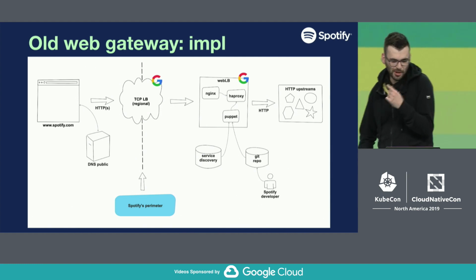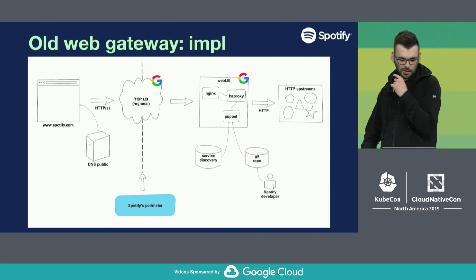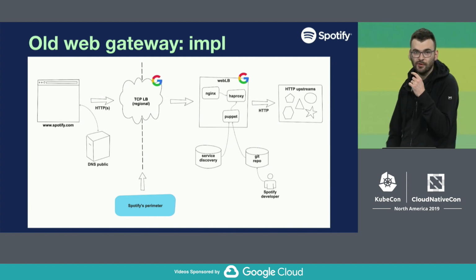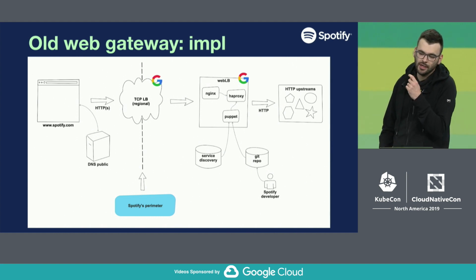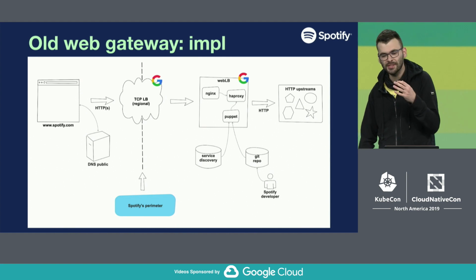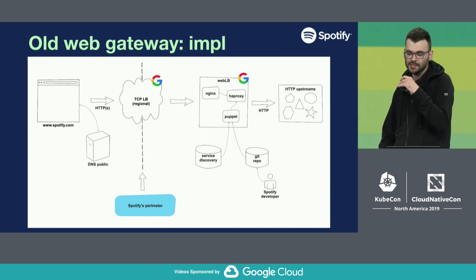Each web gateway, we call it WebOB internally. It's a host in Google Cloud with Nginx for SSL termination and proxy into HAProxy. HAProxy is responsible for balancing the load among a set of backends.